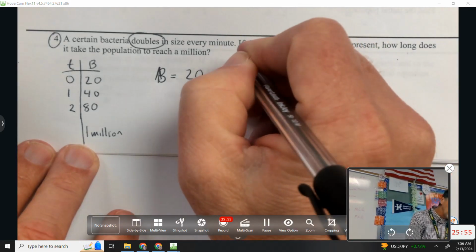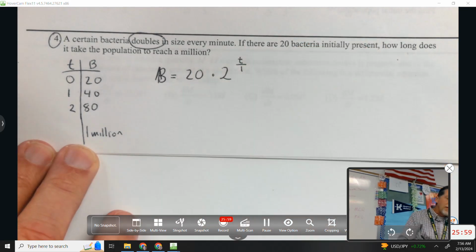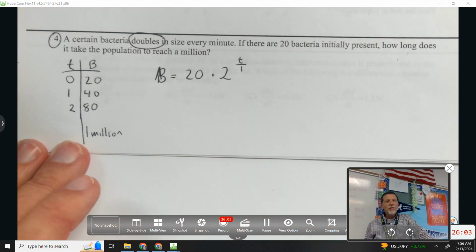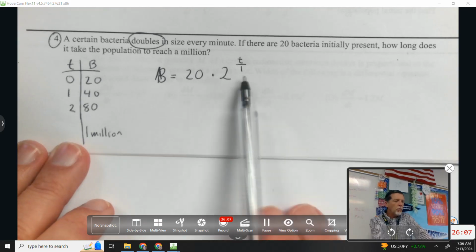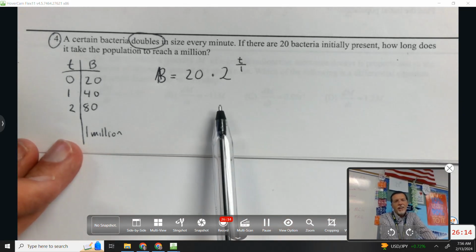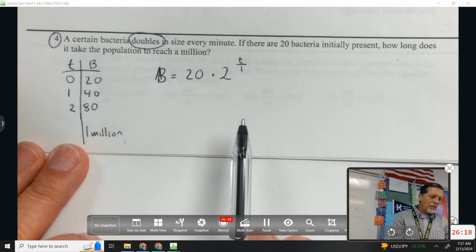And t over, this one's almost too easy, because every minute it's like t over 1. Usually it's t over whatever the half-life time is, or the double lifetime is. So for every minute we're multiplying by 2. So now this is just an algebra problem. I'm going to plug in 1 million for b and see if I can figure out what t is.